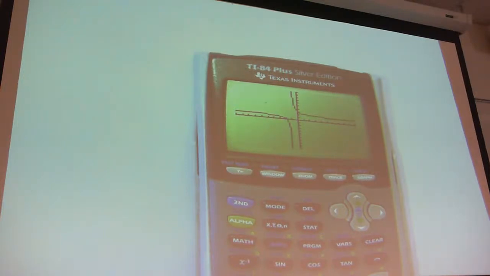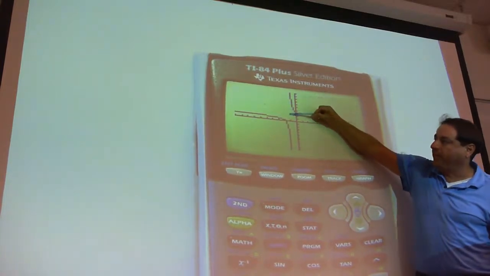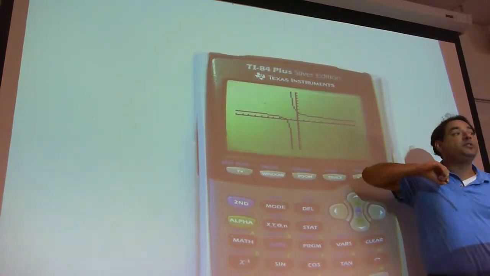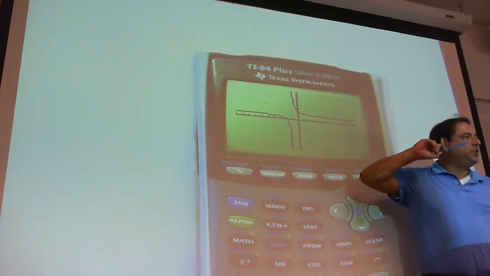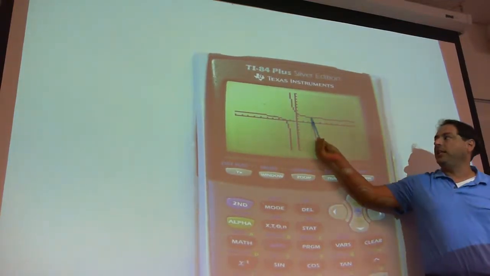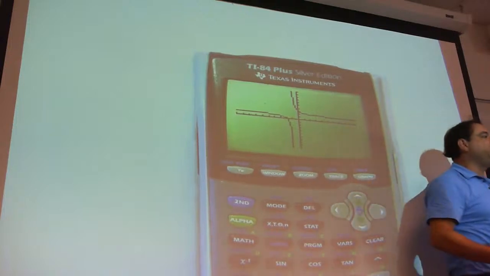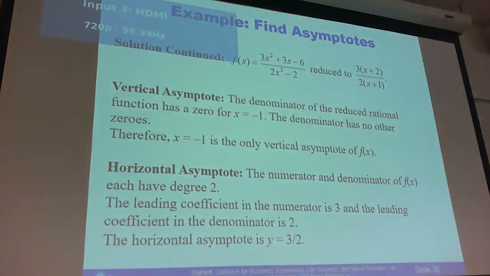And let's look to see what we got. Where was the vertical asymptote? -1. Does it look like the graph comes really close but doesn't touch -1? Got it? What was the horizontal asymptote? What was it? 3 over 2, which is 1.5. It looks like a horizontal asymptote of 1.5. So the good news is you can always check. You can always go to the calculator and check. Okay? We should be getting very comfortable with our best friend, the calculator.